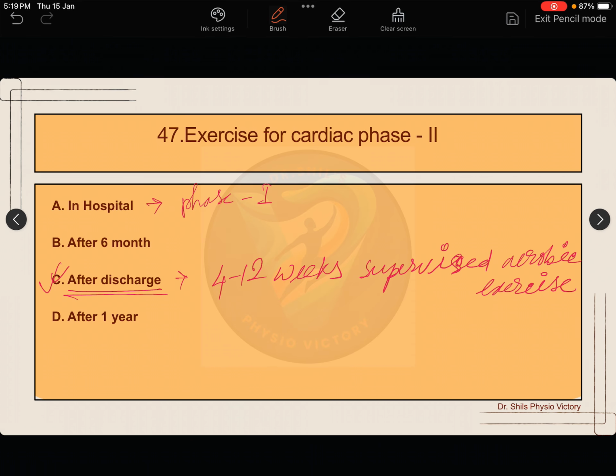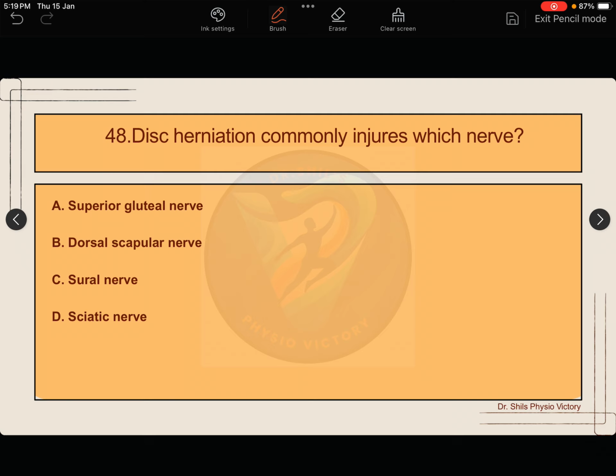Next, come to question number 48. Disc herniation commonly injures which nerve? Option A, superior gluteal nerve. Option B, dorsal scapular nerve. Option C, sural nerve. Option D, sciatic nerve. Here, the correct answer is option D, sciatic nerve.